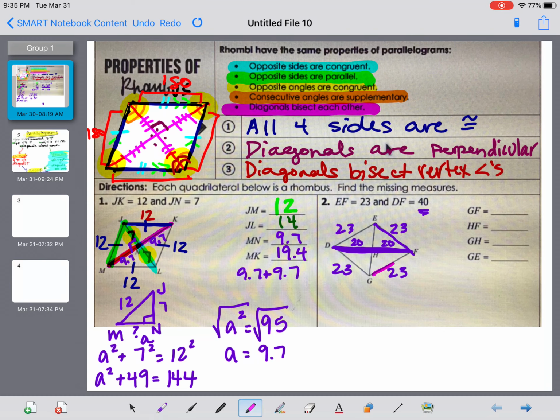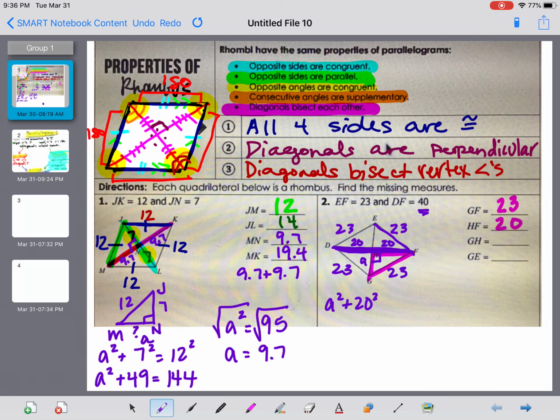All right, so let's take a look at what we have to figure out. The first thing we have to figure out is GF. GF is this piece right here, and we just said that since that's the side of the rhombus, it's going to be 23. Now we have to figure out HF. HF is right here, and we already figured out, since that was half of that diagonal, that it was going to be 20. Now we got to figure out GH. Again, we have a right triangle situation here.